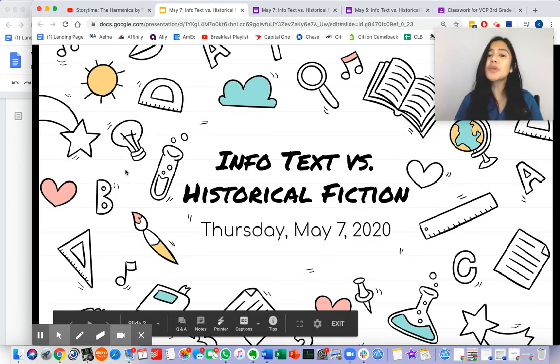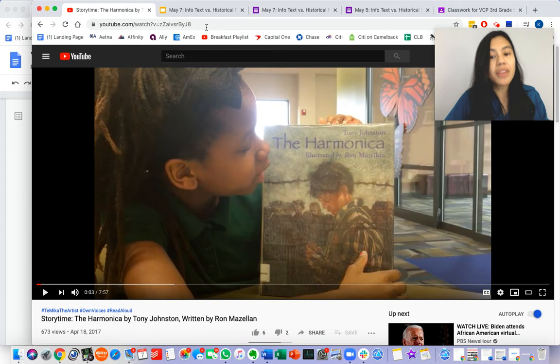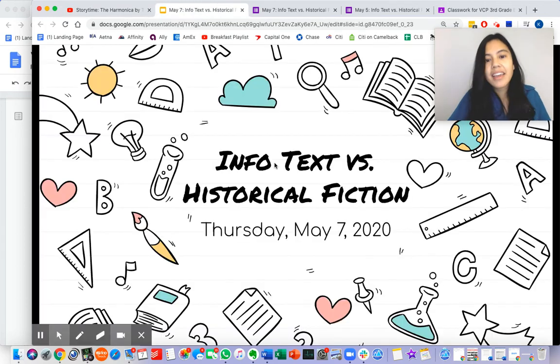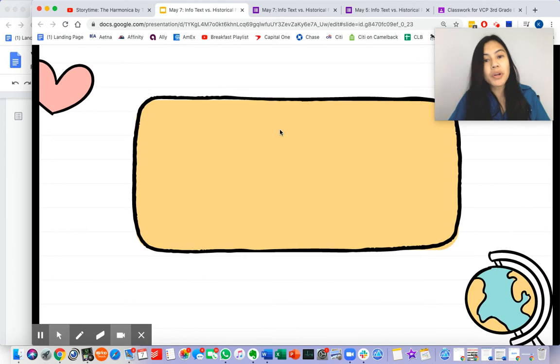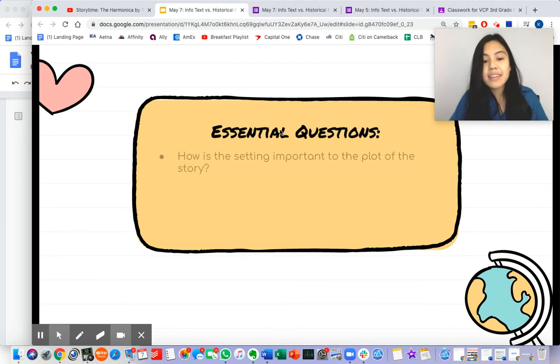Scholars, today we are going to continue reading historical fiction. Yesterday, we read an infotext article called The Holocaust that helped build our schema for today's story, The Harmonica. While we are reading historical fiction text, scholars, remember, we should always be asking ourselves these essential questions.